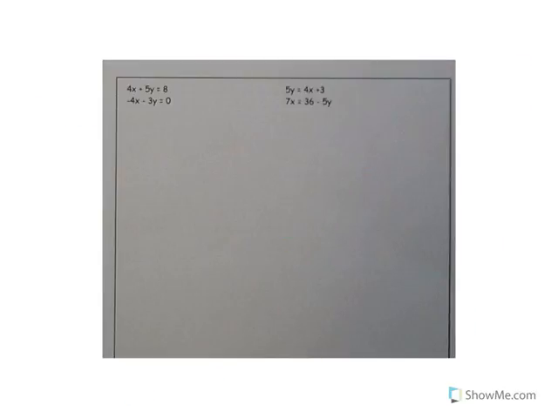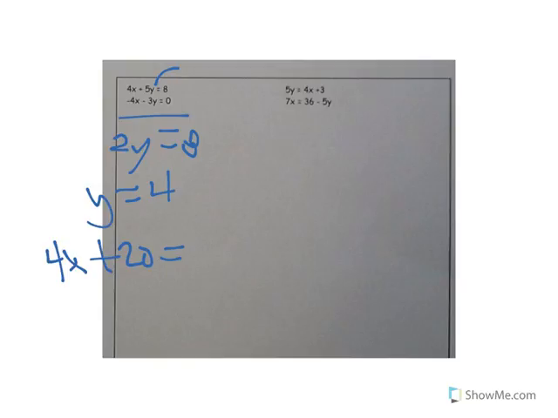Let's try another couple here. This one here, it's already set up. So it's going to be 4x minus 4x and 5y minus 3y. So it's going to be 2y is equal to 8 minus 0, so that's 8. So y is going to be equal to 4. I'm going to plug that back into here. So 4x plus 5 times 4, which is 20, is equal to 8. So 4x is going to be equal to negative 12. x is going to be equal to negative 3.